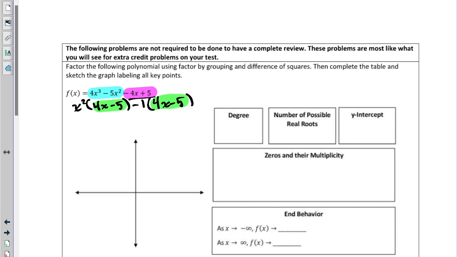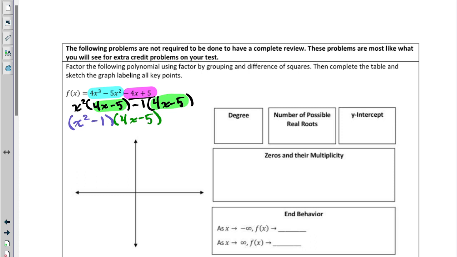And the reason why this works is because we have two terms. We have an x squared and a minus 1, x squared minus 1, that is multiplying 4x minus 5. See that? We have x squared minus 1, x squared minus 1, multiplying 4x minus 5. All right? So nice, we've done it. We've kind of factored it.